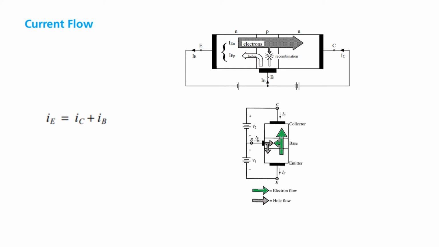Not to go into the details, but the general equation we know is that the current IE, the electron flow, is equal to IC, and some of it goes to the base, so it is IB. So IE is IC plus IB. Now the question is, what?